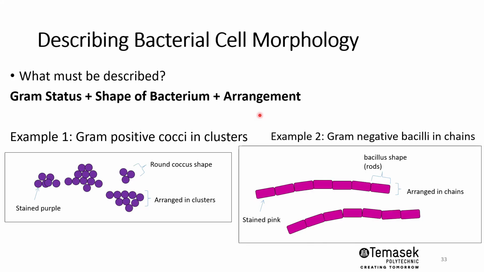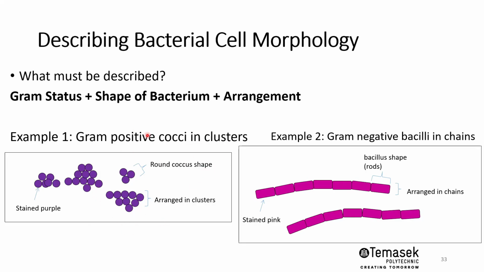So for example, when you look under a light microscope, you see a phenotype like this. The bacterial cells are stained purple, hence gram-positive. They are found in coccus shape. They are arranged in clusters, the majority. So we call them gram-positive cocci in clusters. This is example 1.